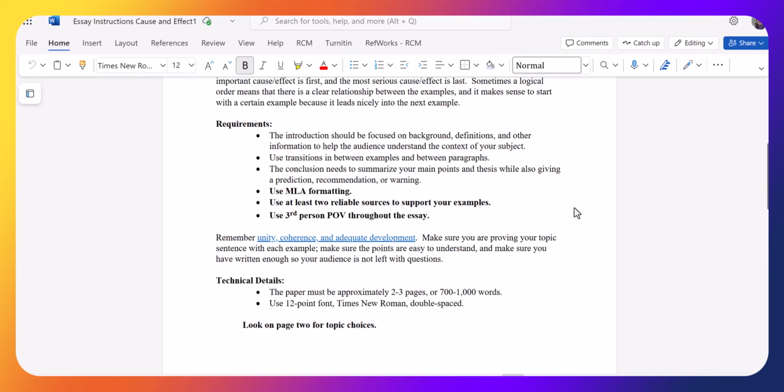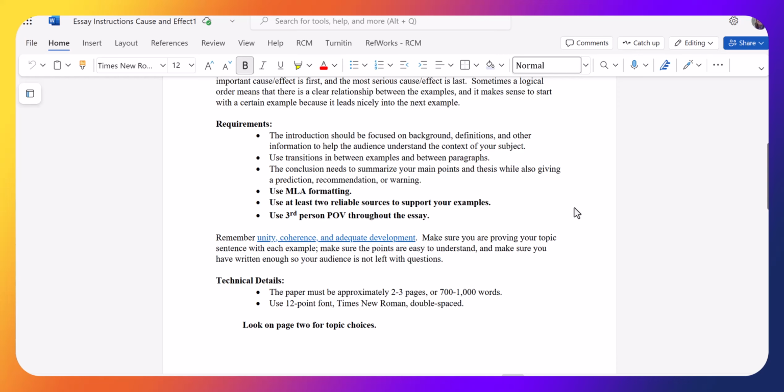So the requirement for this essay is that the introduction should be focused on background, definitions, and other important information the reader needs to know about the topic. Use transitions in between your examples and between your paragraphs. The conclusion needs to summarize your main points and thesis while also giving a prediction, a recommendation, or a warning.